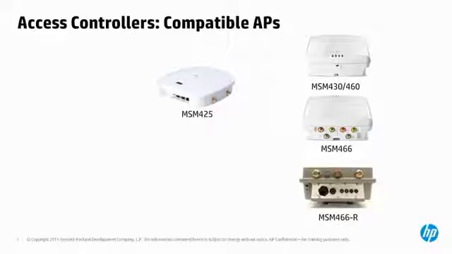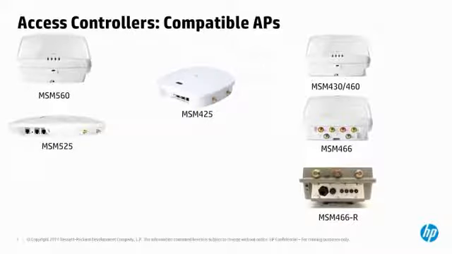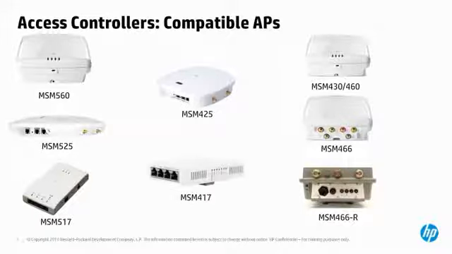The HP MSM 560 and 525 are 802.11 AC capable 2 radio APs with up to 1.3 gigabits per second of theoretical throughput. The HP 517 unified wall jack integrates gigabit Ethernet ports, a dual-band 802.11 AC capable access point. The 417 is a similar wall jack unit with a 1 gigabit uplink and 3 100 megabit Ethernet ports, and an 802.11 BGN access point.